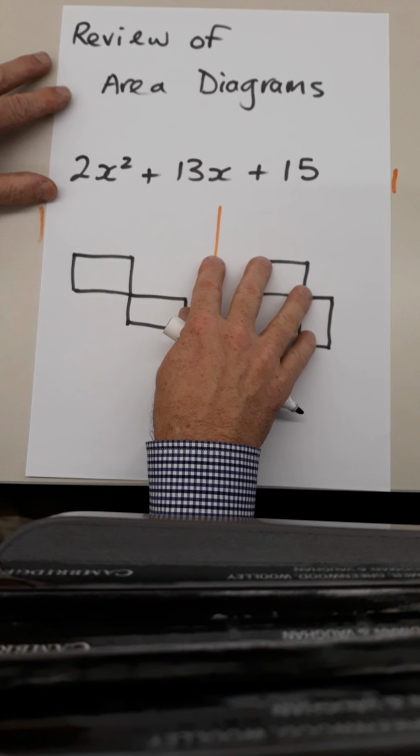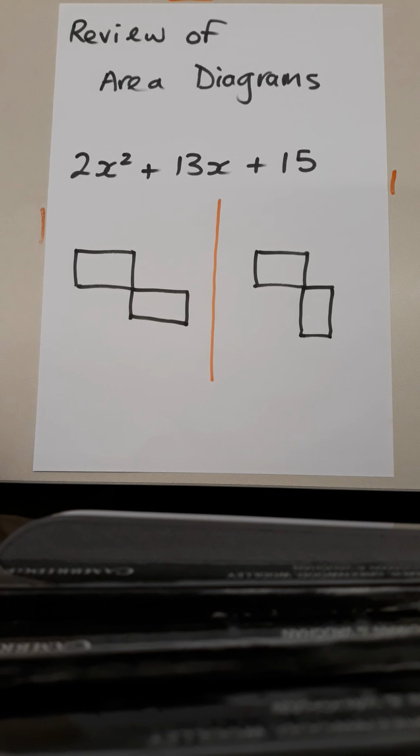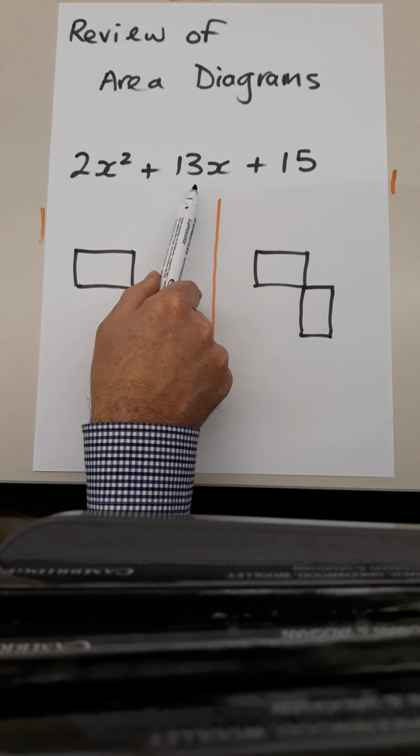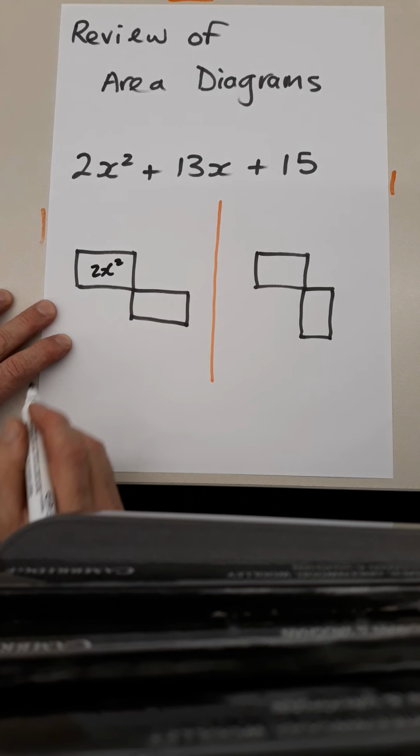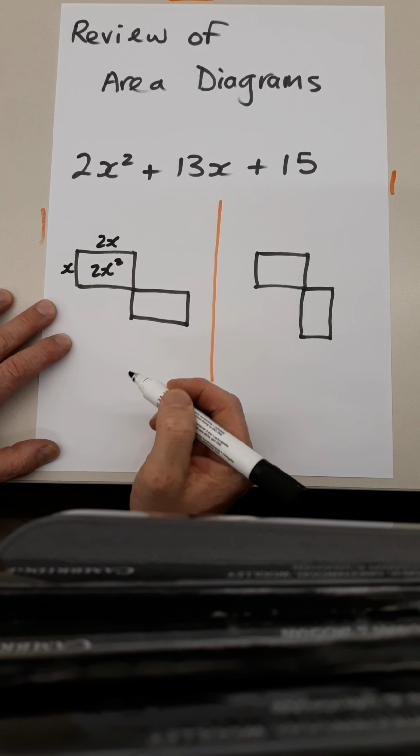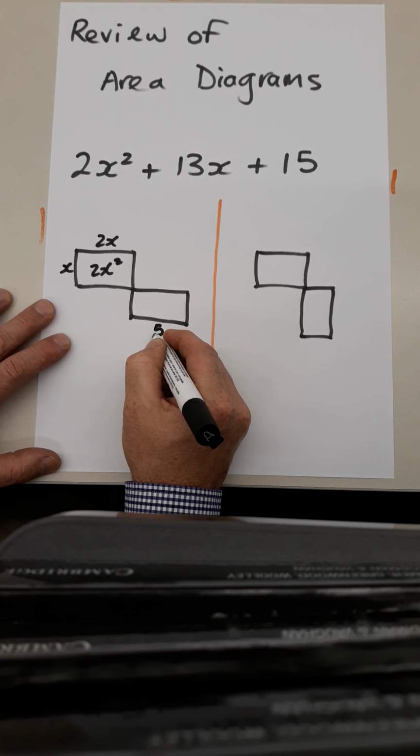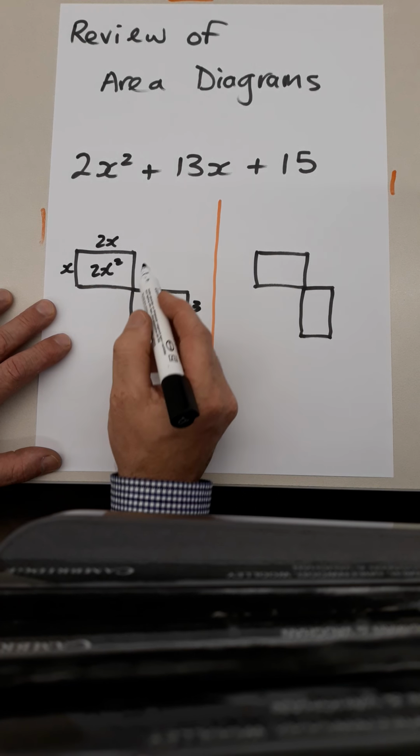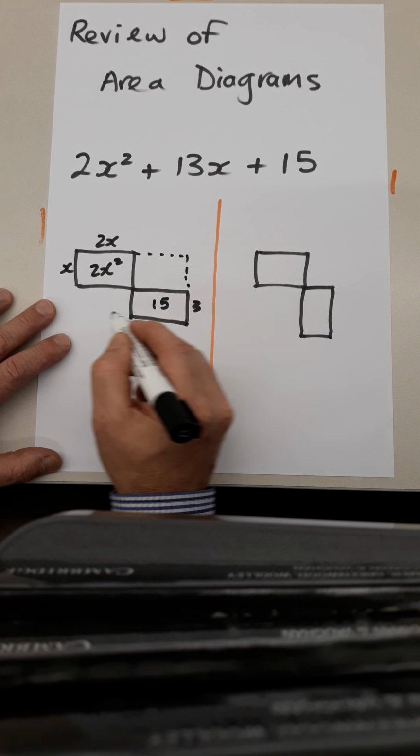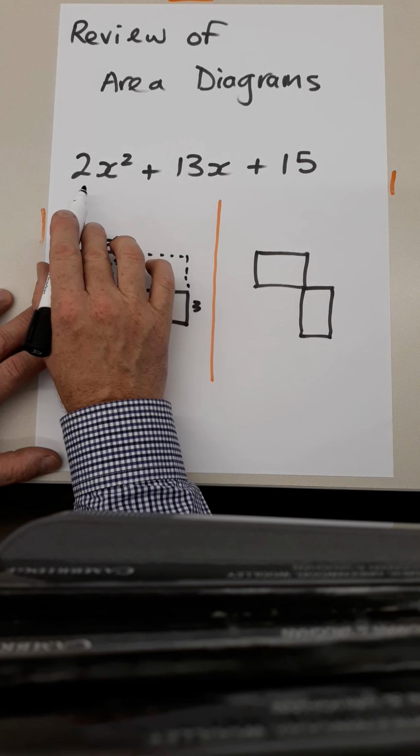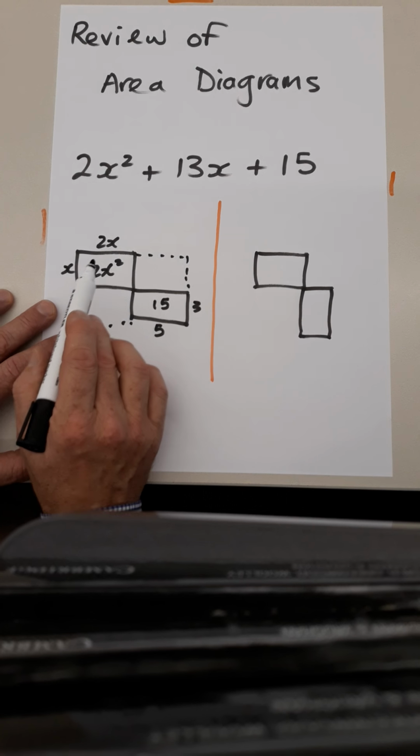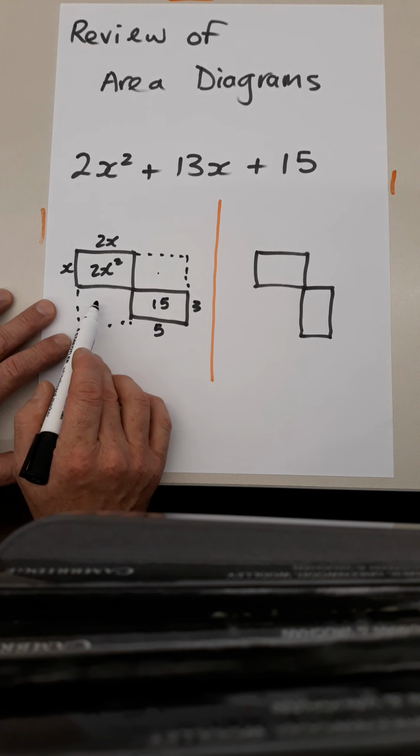The other day, we looked at area diagrams for something like 2x squared plus 13x plus 15. 2x squared, this area here, 2x by x. Now we could have 5 by 3 to create this 15 here in area. So the rest of the rectangle must make up the 13x. That and that equals 13x. Then we'll get our total area of 2x squared plus 13x plus 15.